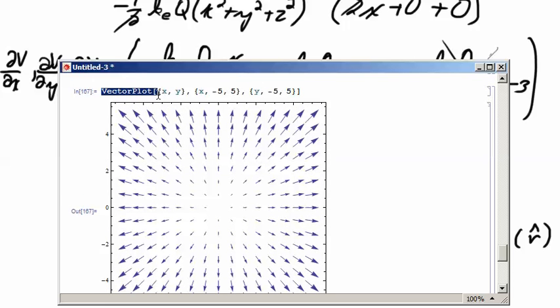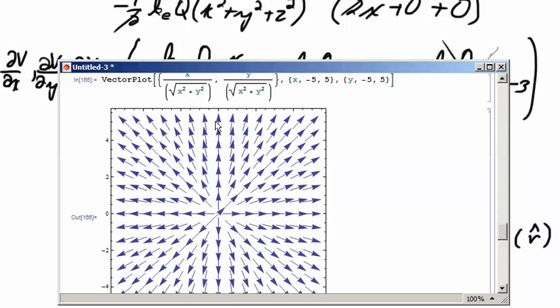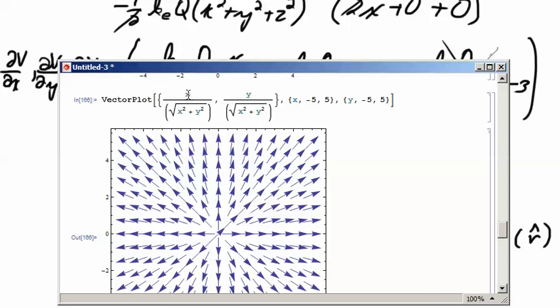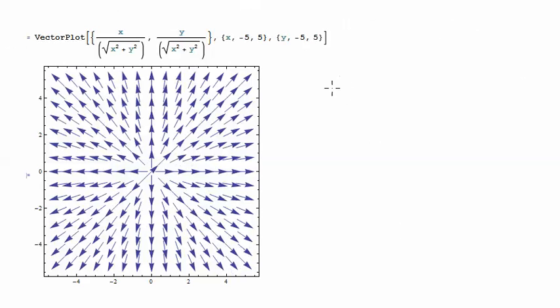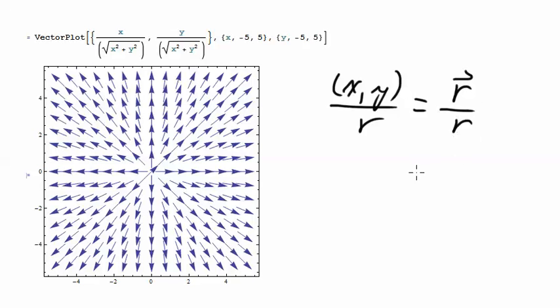I have managed to do a VectorPlot of x comma y. It shows that if you have a vector field that just says x comma y, then the bigger x is and the bigger y is, the bigger the vector is. On the other hand, if you have a vector that goes x comma y over r, which is actually the vector r over the magnitude of r, you can see that the vectors are the same size everywhere.